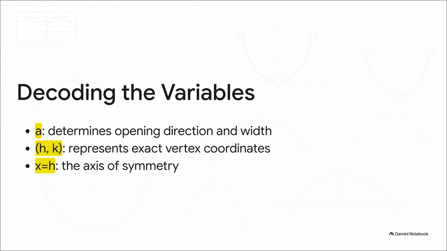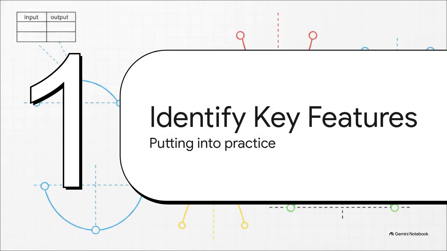Meanwhile, h and k are crucial. They pinpoint the exact coordinates of the vertex, which is the turning point of the graph, and the axis of symmetry, that's just the vertical line cutting right through the middle, given by the equation x equals h. Section 2, identifying key features.